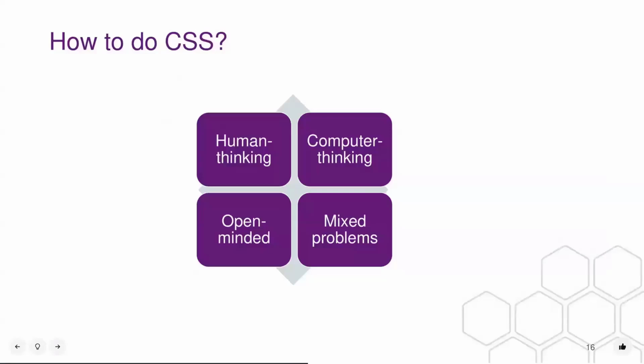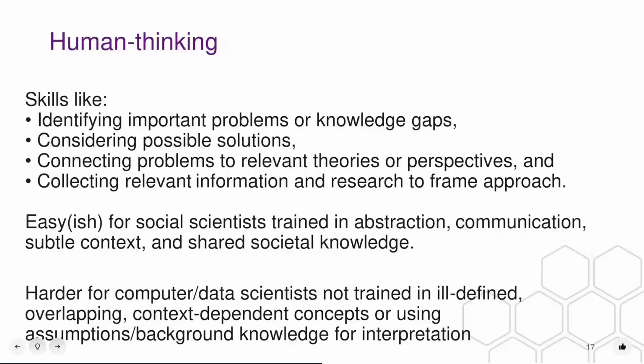So in order to do computational social science, you're going to need a blend of social science and computer science skills. So you're going to need the human type thinking skills, the ones I talked about with the social sciences. You're going to need a little sprinkle of computer thinking, so learning how to think a little bit along the lines of the computer. And you're going to need open-mindedness for sure, and you're going to need a mixed problem to work on. So let's go over these one by one.